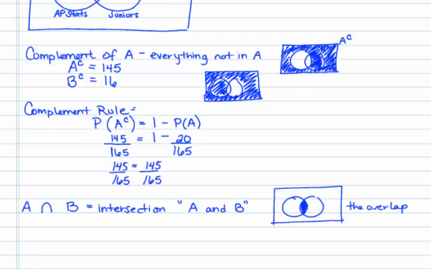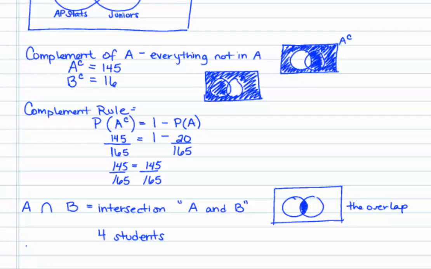So there are 4 students in A and B. That works for both. Now if we look at the top one, the mutually exclusive one, A and B, there's nothing that they have, no students that overlap. That's why we didn't actually overlap them.